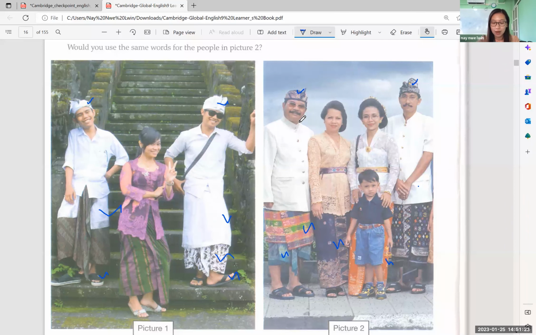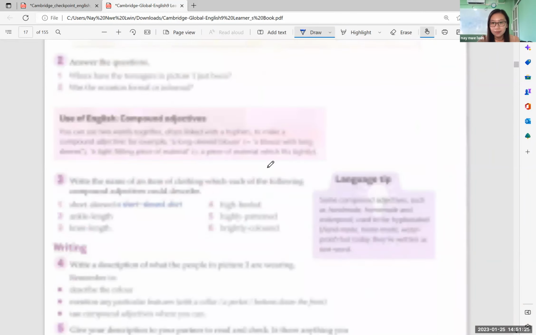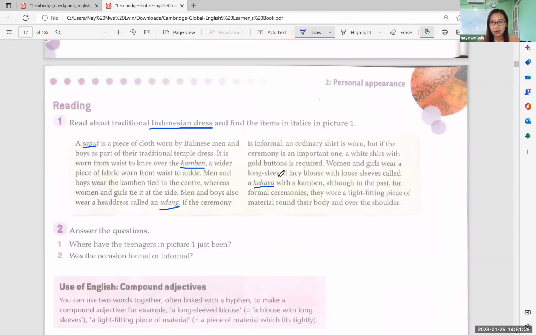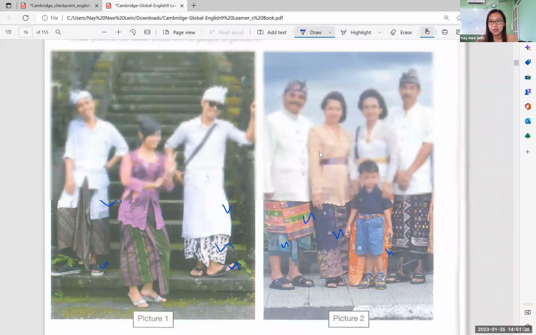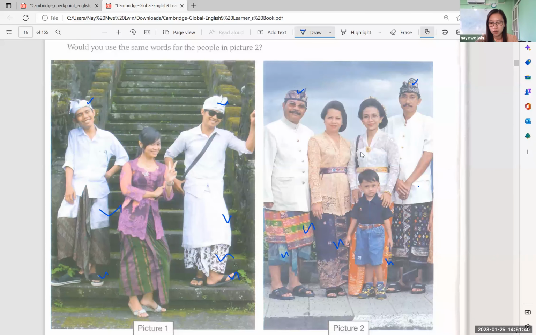And next, right, Kibaya. Kibaya is for women and girls, who wear a long sleeve lacy blouse with loose sleeves called Kibaya with a canvas. So this is talking about this blouse, right?